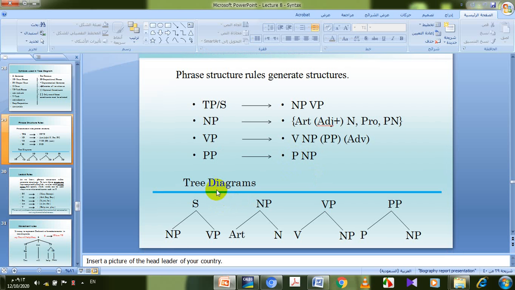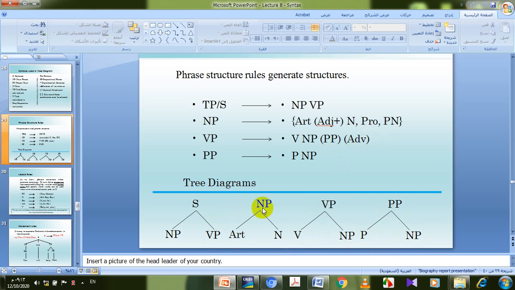Like here, the diagram. Sentence, noun phrase, verb phrase. Noun phrase, article, noun. Verb phrase, this is clear cut, so it is easier. Verb phrase, verb plus noun phrase. PP and adverb are optional. So automatically, verb phrase, verb, noun phrase. Prepositional phrase, preposition, and another noun phrase.